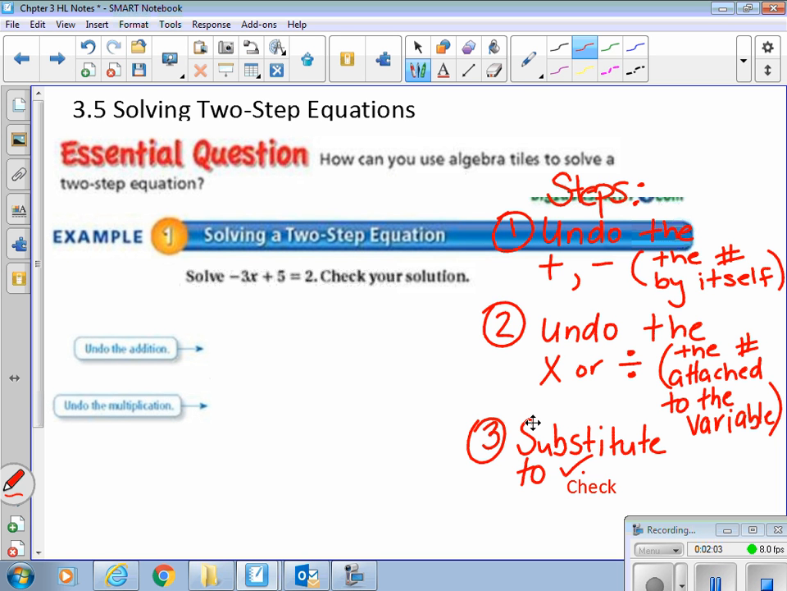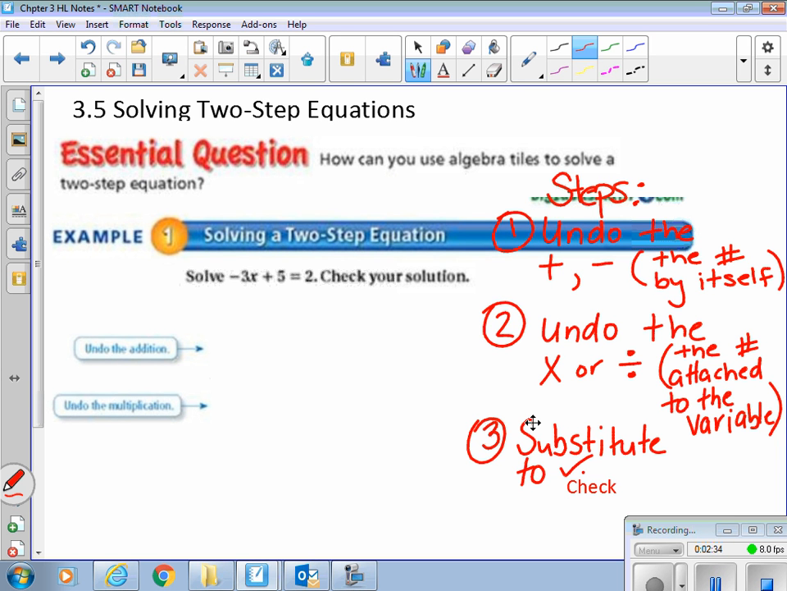I'm going to follow those steps in example 1, where I'm going to solve this two-step equation. If you notice, the steps are the order of operations backwards. Since we're undoing it, we're going backwards in the order of operations, doing the addition and subtraction first before the multiplication or division, which is opposite. You always multiply or divide first and then add or subtract when simplifying, but we're solving for the variable inside the equation, so we're working it backwards.